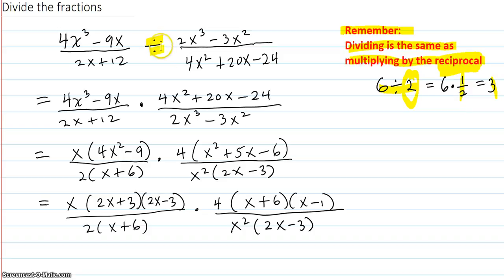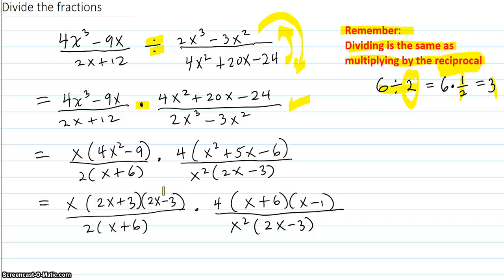So that's exactly what we're going to do. We're going to turn this division into multiplication, and we're going to move this up here and this down there. And that's exactly what was done here. Now we're going to go ahead and treat it as a multiplication problem.